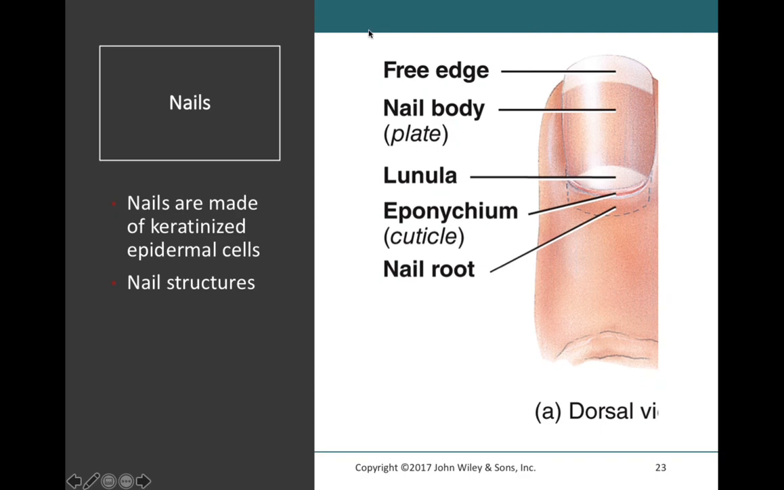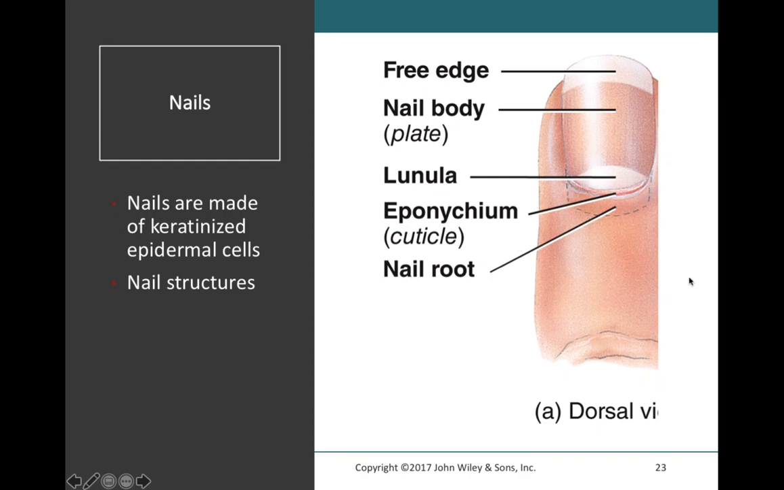On the right here, I'm showing you a picture of the nail in a few different parts. On the edge here, we have the free edge. We have the nail plate, which is just most of the nail as it's going to be attaching to the nail bed. We have the lunula, which is this lighter portion down here. The eponychium is another name for the cuticle, and the nail root is going to be whatever is found below the cuticle.